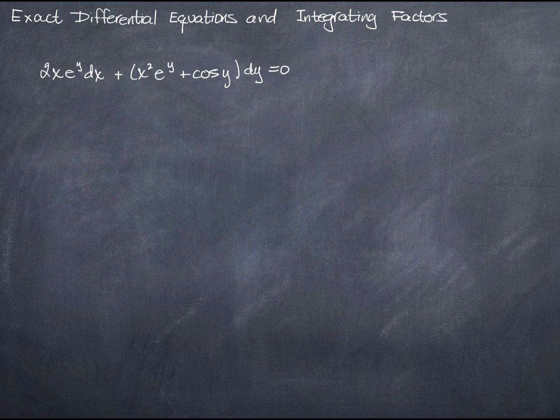This one here is almost in the form that we're used to. You can also take it straight from this form if you prefer. I'm going to highlight a couple of things here. I'm going to highlight that term and highlight that term. If I divided everything through by dx here, I would get 2x e to the y plus x squared e to the y plus cosine y times dy/dx, which you can write as dy/dx, or you can write as y prime, equals 0 divided by dx, and so I get 0.